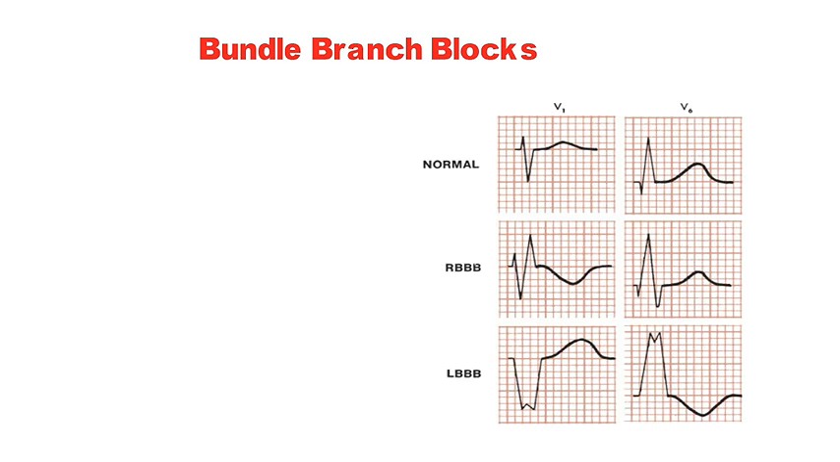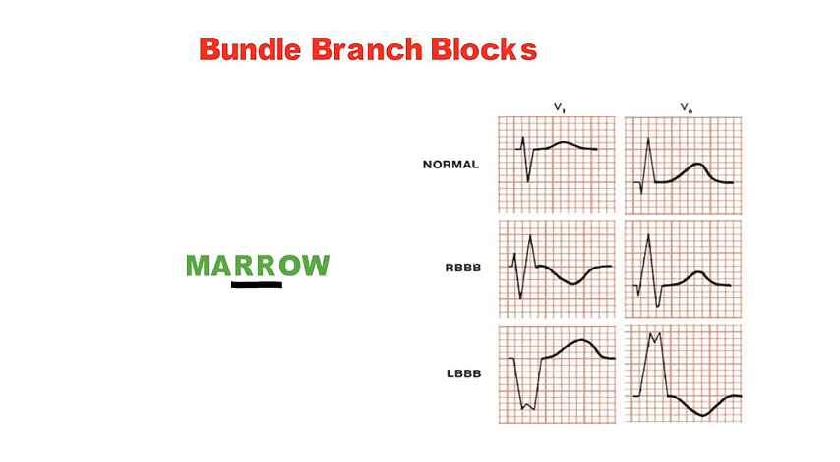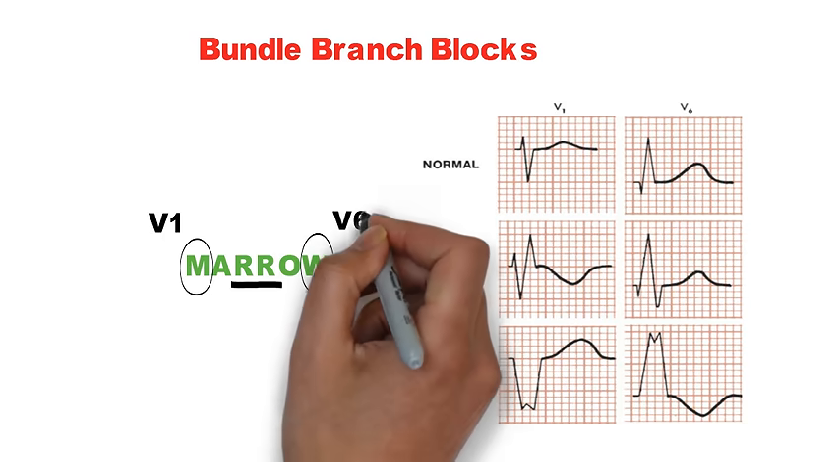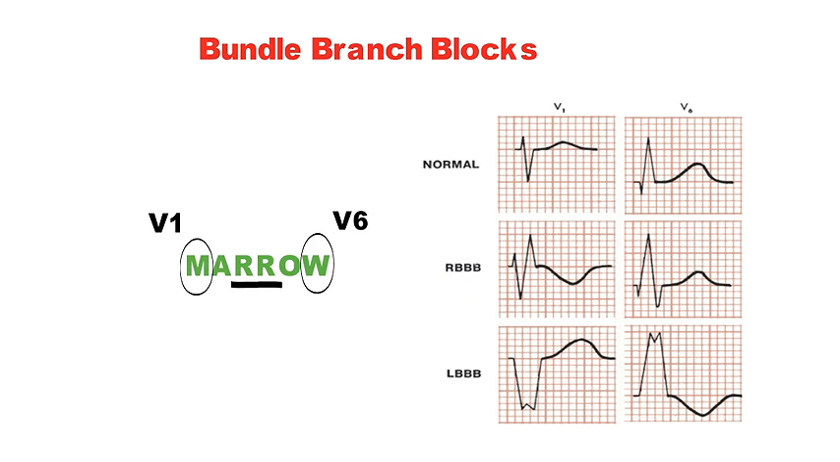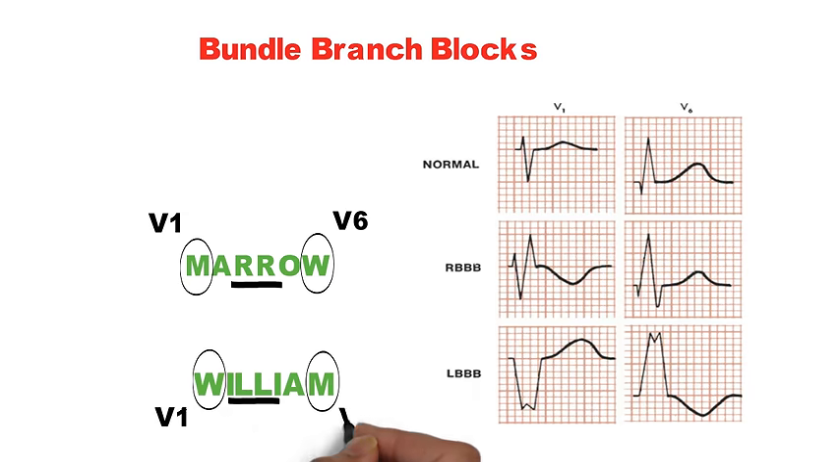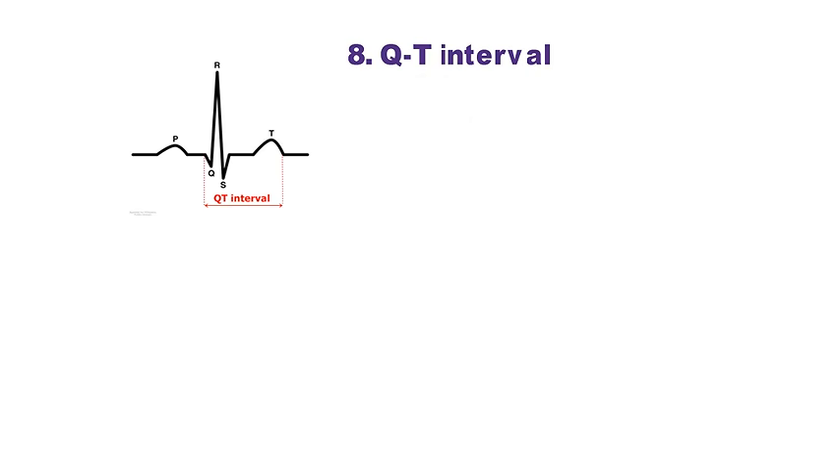In RBBB, there is M pattern in V1 and W pattern in V6. You can remember it with a mnemonic MARROW, where double R is for RBBB, and M in V1, W in V6. Similarly, you can remember ECG of LBBB by a mnemonic WILLIAM, where W pattern in V1 and M pattern in V6 is present.